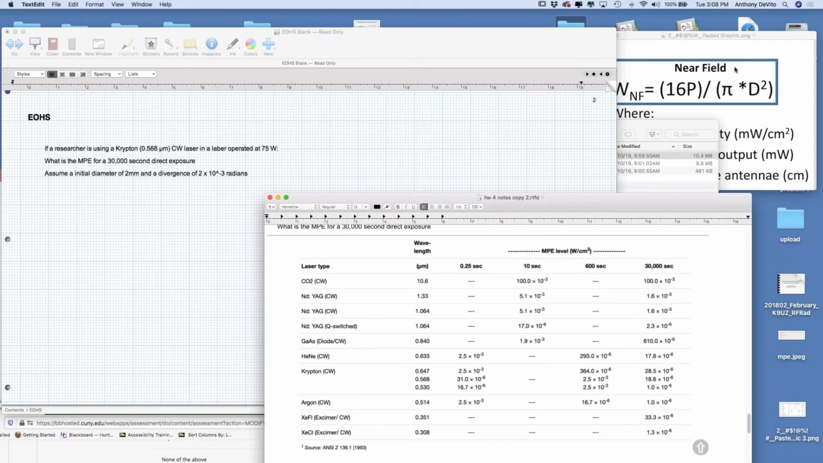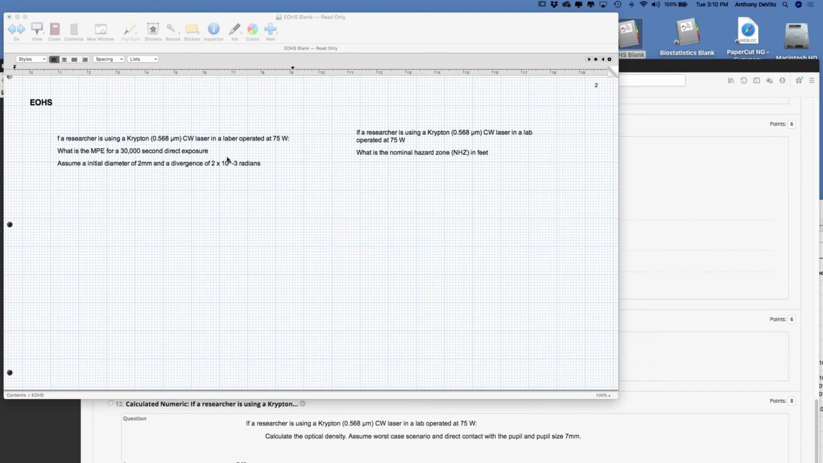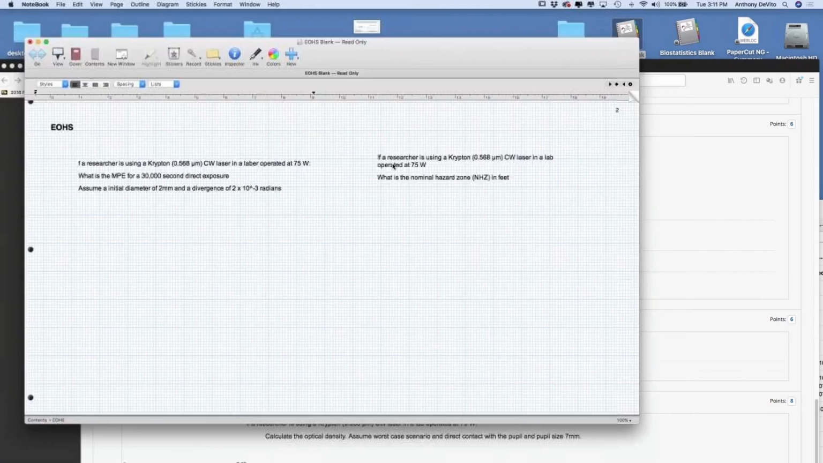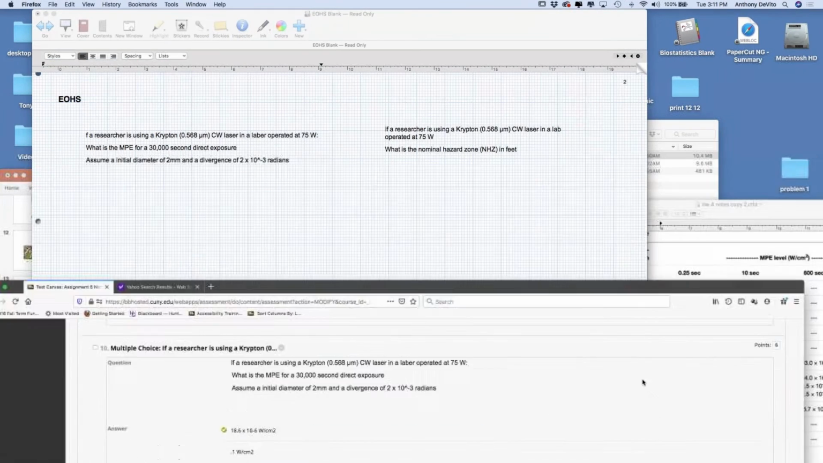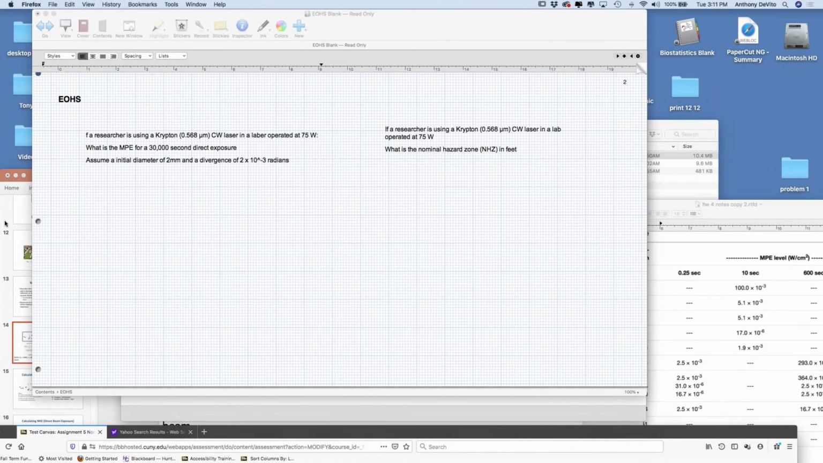So in the previous problem, we looked up what the maximum permissible exposure limit was for 30,000 seconds for this particular laser. Now we're interested in knowing, well, what is the nominal hazard exclusion zone that we need to protect the worker if he's not wearing PPE. So there are a few formulas involved here, and we have to decide which one we're going to use. Let's find them here, and here we go.